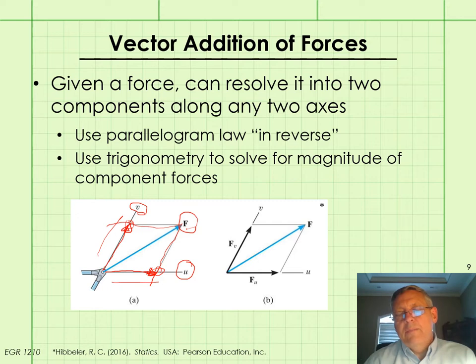Now looking over at the B figure here where it's cleaner, we can see that those two components, which we'll call F sub V and F sub U, are the components along the V and U axis of the force F. And you should be able to see the parallelogram law in effect here. Now, we know the directions of F sub V and F sub U because the directions of those axes are established. We're going to use trigonometry to solve for the magnitude of those component forces.